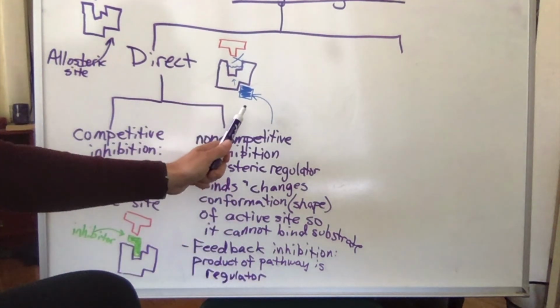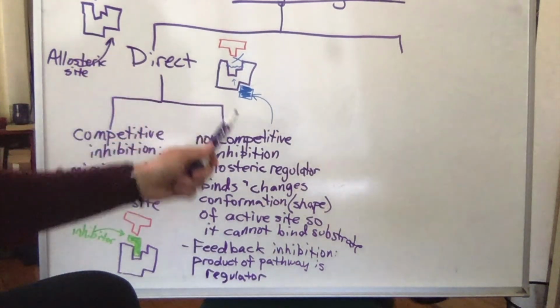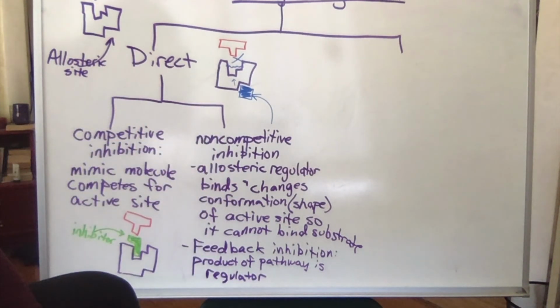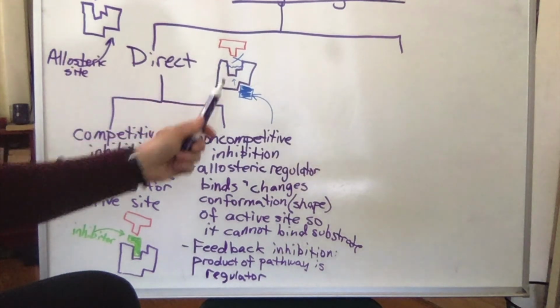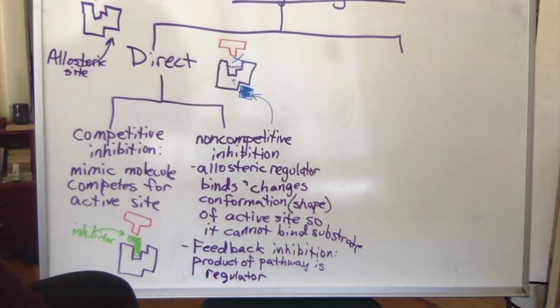Now, it's important to note this is a reversible, actually both of these are reversible reactions, because at some point perhaps that cell might need the product of that enzymatic reaction again, and so it wants to be able to turn on and off this pathway at any given time.